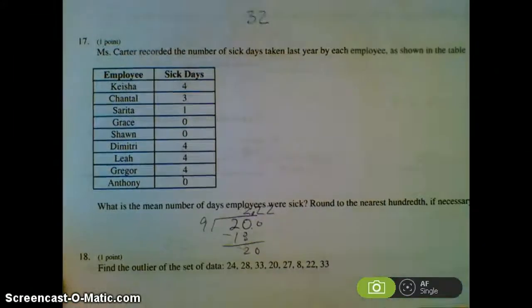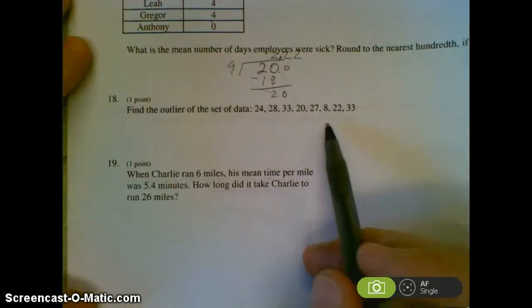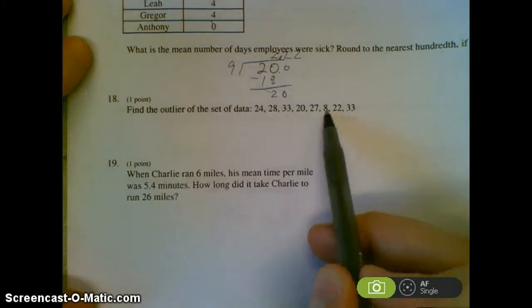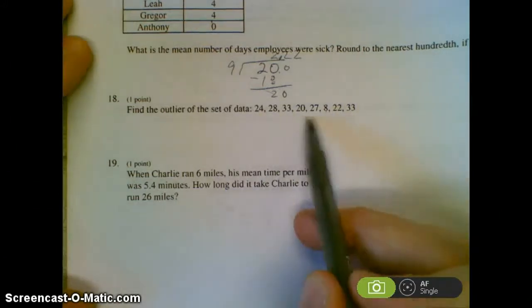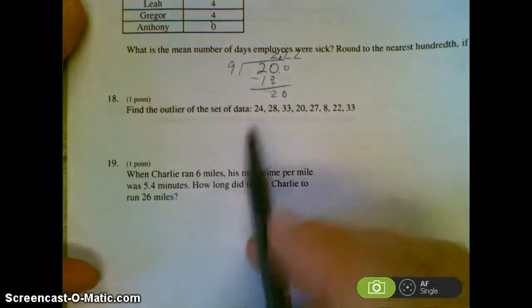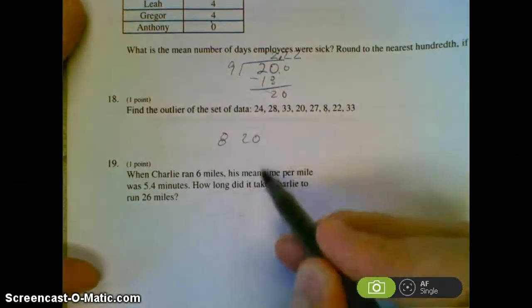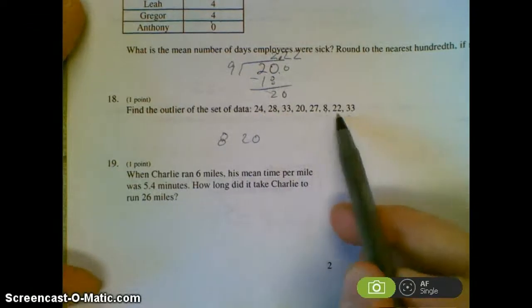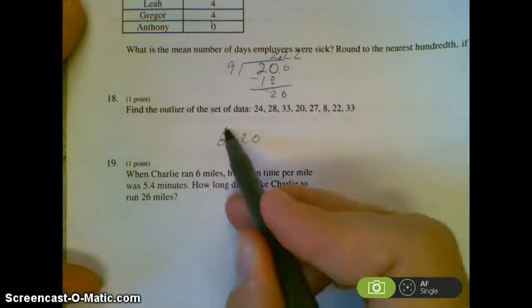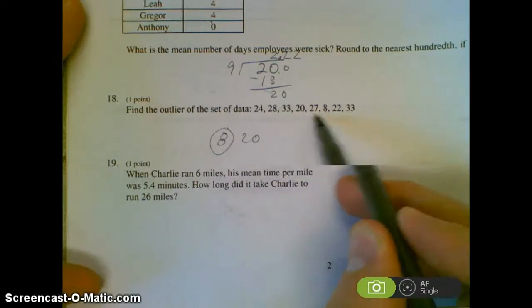That is the mean. An outlier, you can find an outlier. An outlier is a number that is much higher or much lower than the rest of your data. So I can just look at these. What you could do is put them all in order, and you'd have 8 over here on the end, and then your next highest value is 20, and the rest of your values are in the 20s or 30s. You can see 8 is your outlier because it's so much less than the rest of the values.